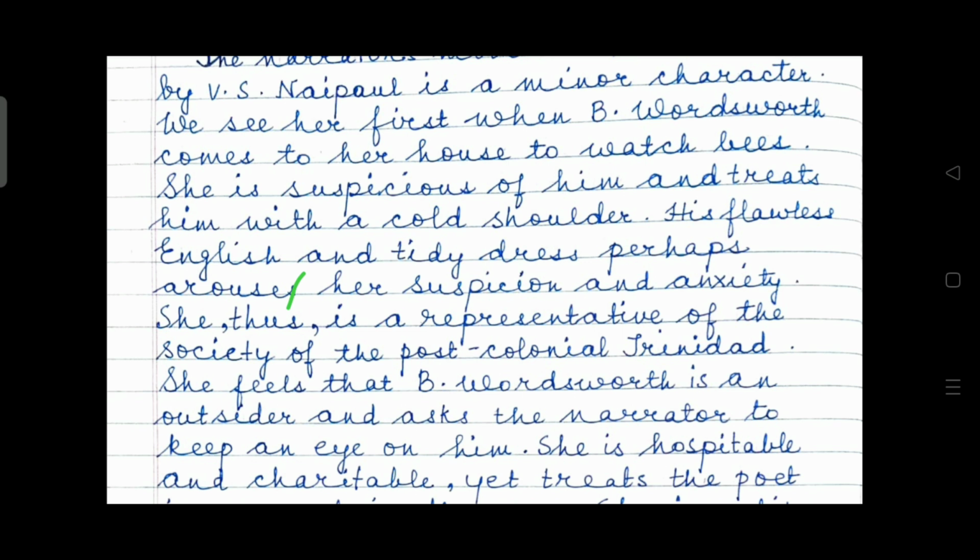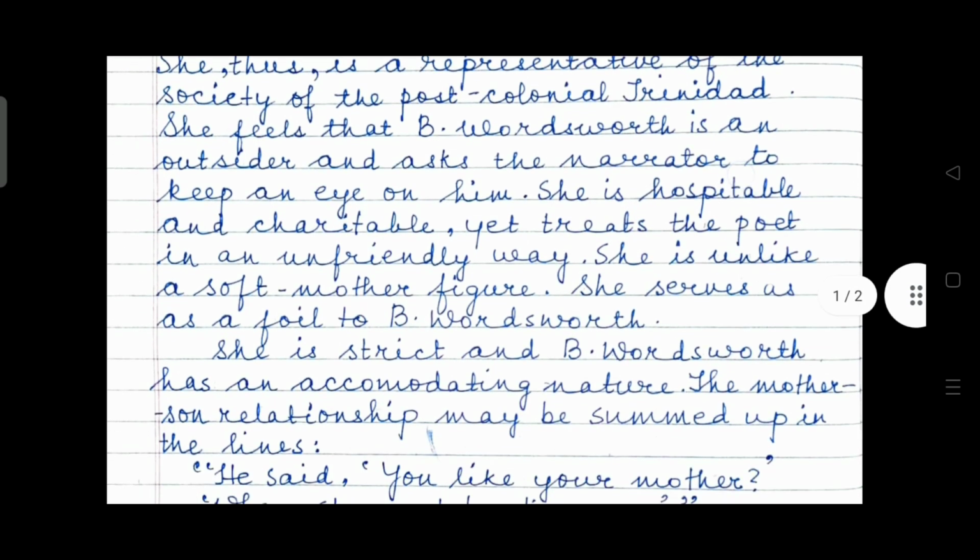Now, for the time being, just read this answer. She thus is a representative of the society of the post-colonial Trinidad. She feels that B. Wordsworth is an outsider and asks the narrator to keep an eye on him. She is hospitable and charitable, yet treats the poet in an unfriendly way. She is unlike a soft mother figure. She serves as a foil to B. Wordsworth. The protagonist has a different nature and the mother of the narrator has a different nature.